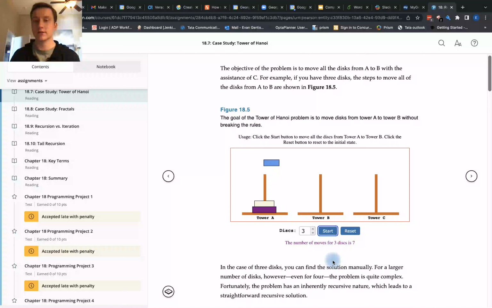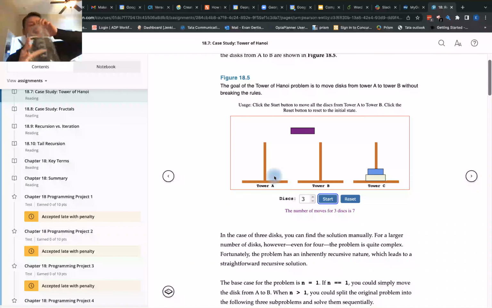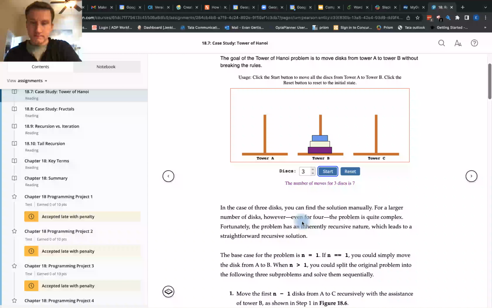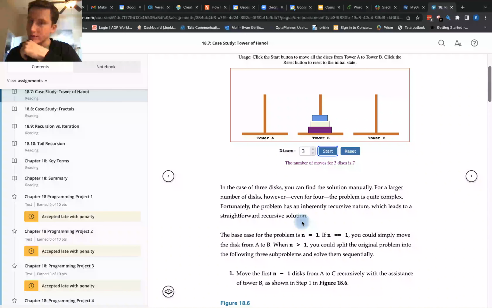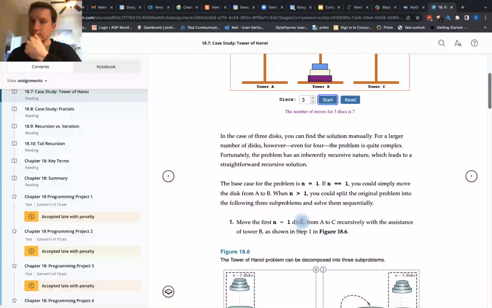So we can start this animation. Okay, so A to B. Okay, so in the case of the 3 disks, you can find the solution manually, but for a larger number of disks, even 4, the problem is quite complex.